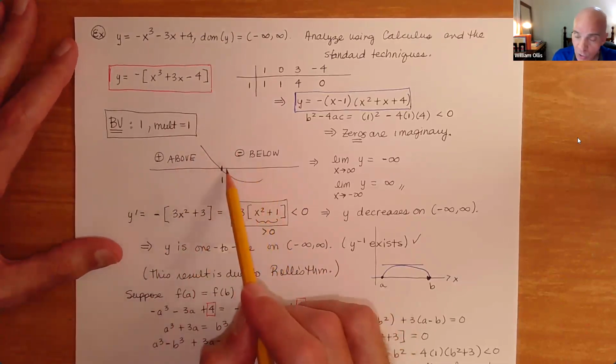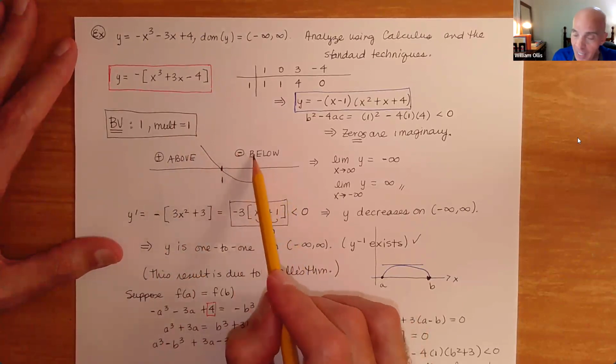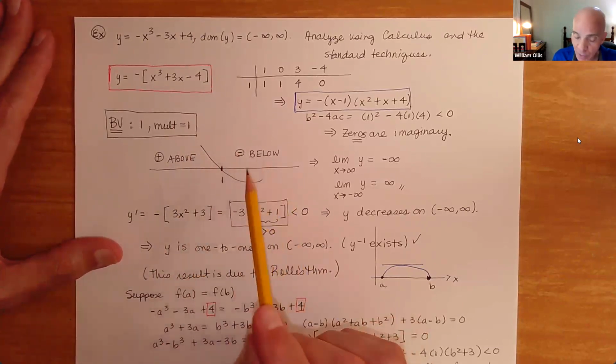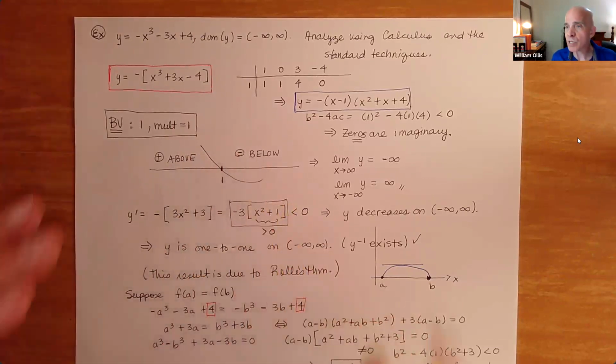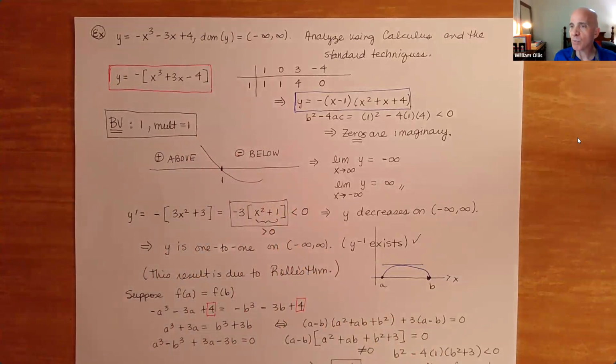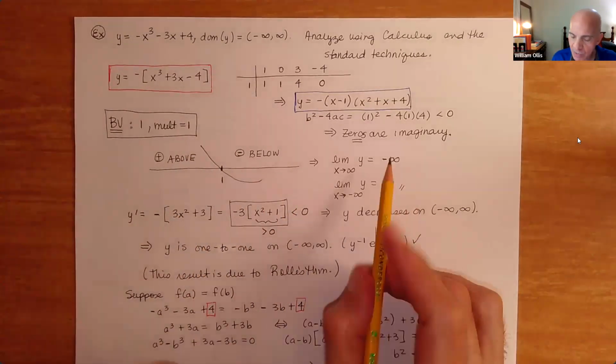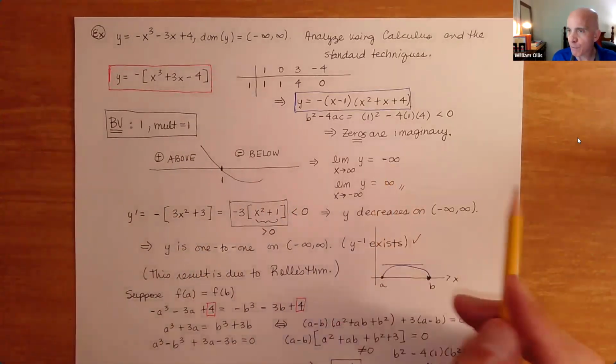And to the right of 1, we have a negative sign, which means the graph is below the x-axis. Now, of course, since there's only one boundary value, again, we have the limits at infinity. We understand the arithmetic of the limits at infinity from our last lecture. But of course, this gives you the end behavior for free.